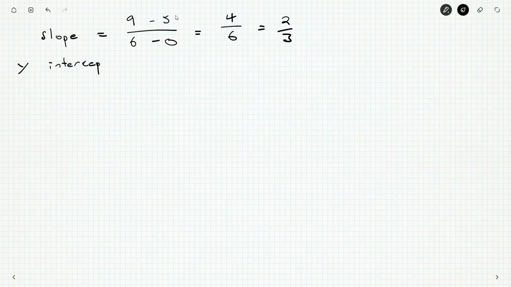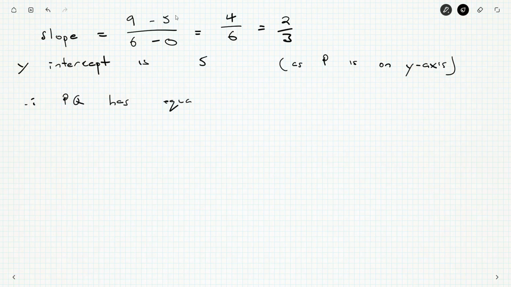Now the y-intercept is going to be 5. It says P is on the y-axis there. A little explanation. Therefore, PQ has equation y equals 2/3 x plus 5.